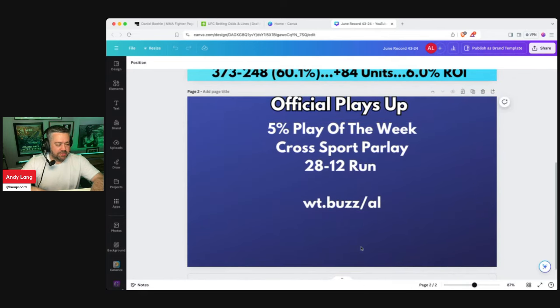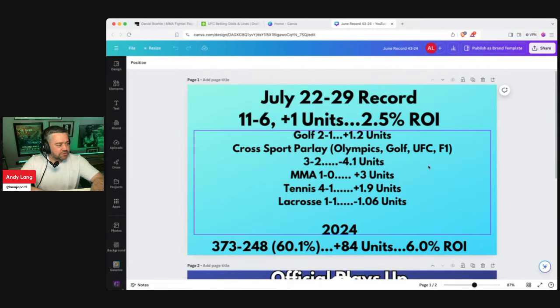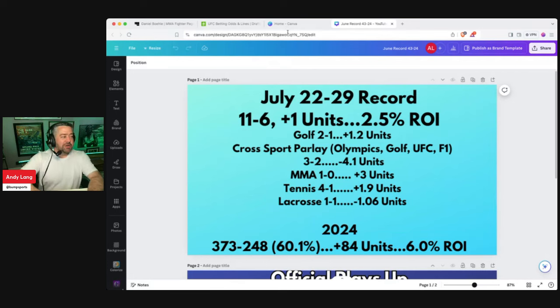We got a 5% play of the week. It's a cross-sport parlay, 28-12 run on these. So these have just been our bread and butter. We keep doing really, really well on them. I know we dropped some units on them last week, but overall, we are 5 weeks in a row in the profit. So that is quite the run. We're going for 6-0. 6-0 would be pretty amazing. I think we can do it.